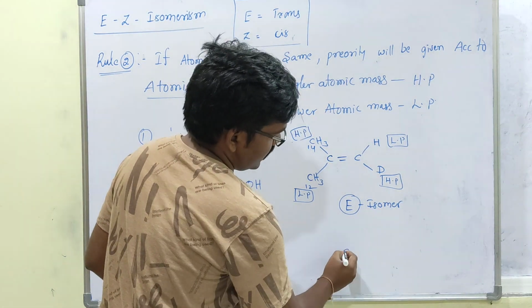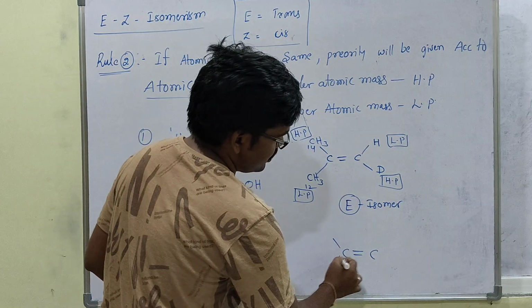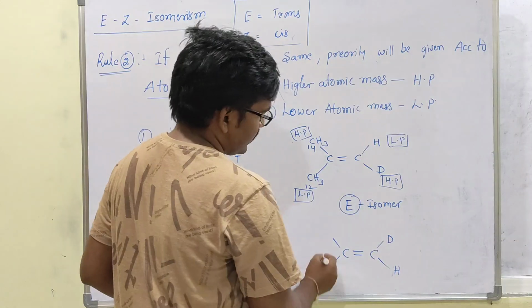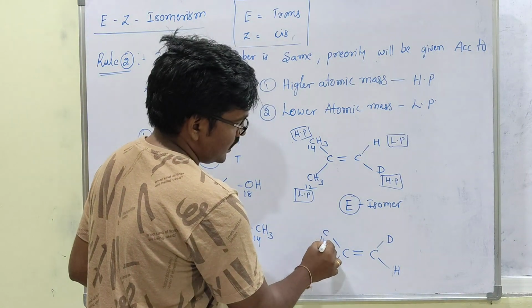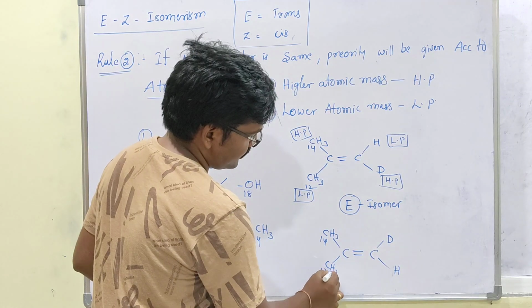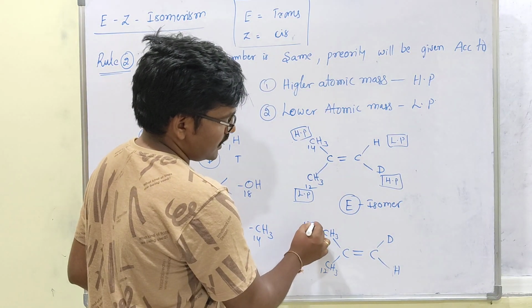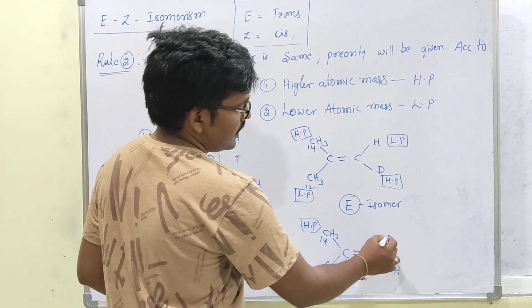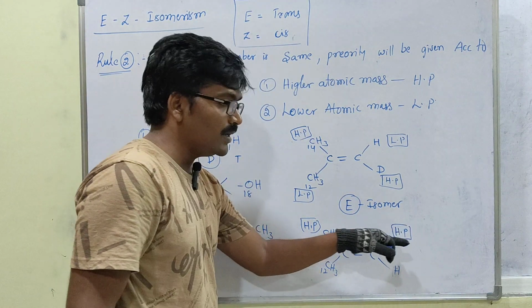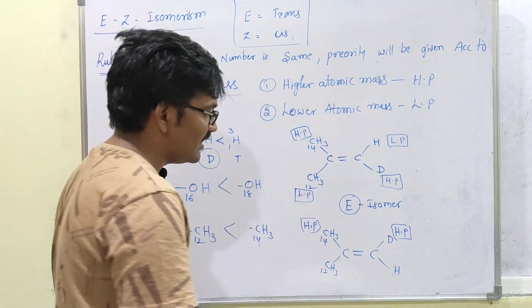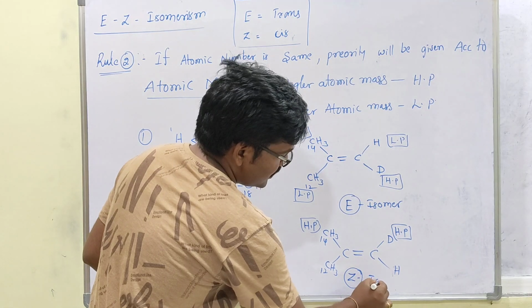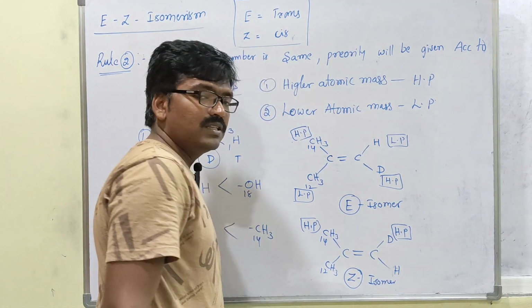E isomer. The same compound Z isomer, how can you write? So D will be there, H, then here C14H3, C12H3, then higher atomic mass, higher priority. If the higher atomic mass elements are on the same side of the double bond, then we call it the Z isomer. So this is rule number 2.